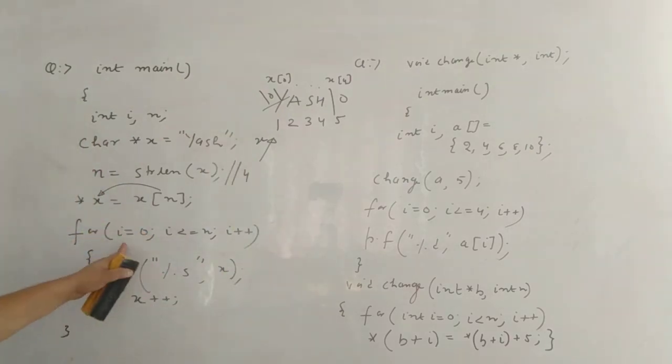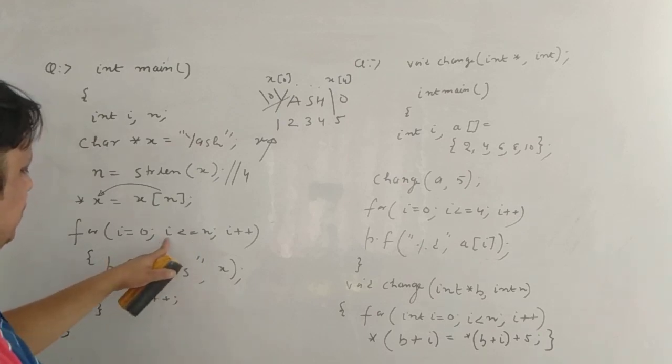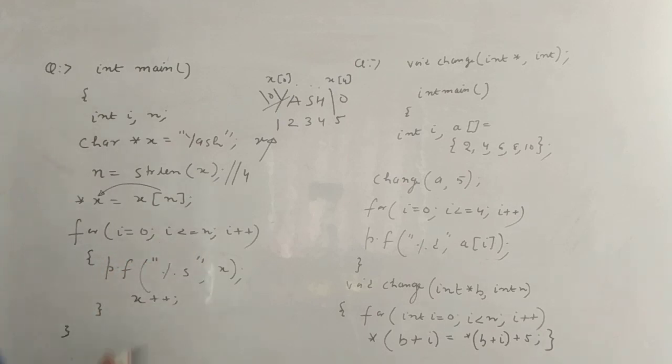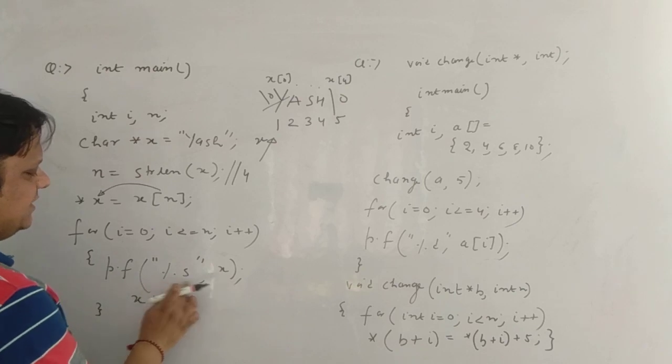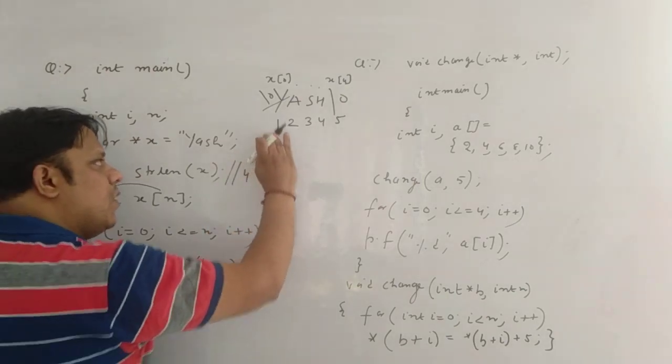Now for i = 0, i <= 4. i equals 0, i less than or equal to 4, condition is true. You are printing printf("%s", x), right? So your x is pointing at what? 1. See, above this there is a null.